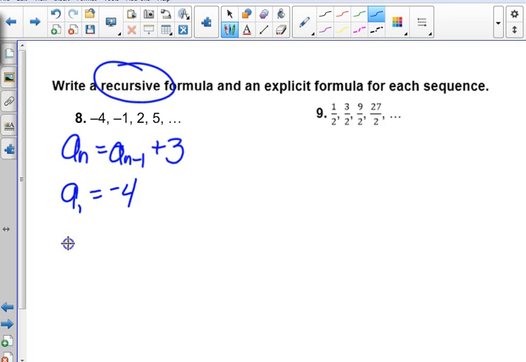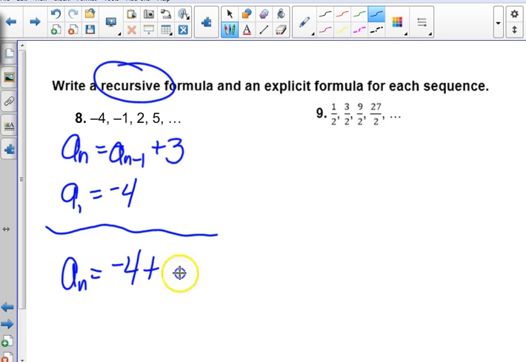The explicit form would be a sub n equals the first term plus, anybody remember how this goes? 3 times n minus 1. Good job. And that general form would be at the bottom of the quiz. And you could simplify it, but I suggest you just leave it, because if you simplify it wrong, we'll count it wrong. What's happening over here?